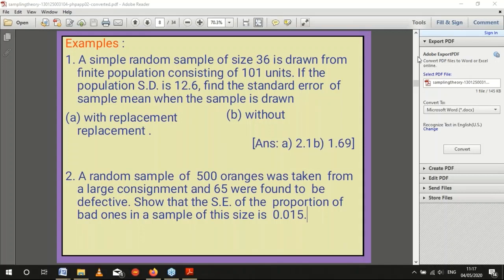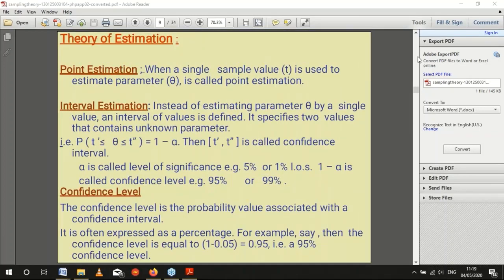Then the other one is interval estimation. Now, this is used instead of estimating parameters by a single value, an interval of values is defined. It specifies two values that contain the unknown parameter. You don't know the parameters, they are not given. So this is where you use interval estimation.